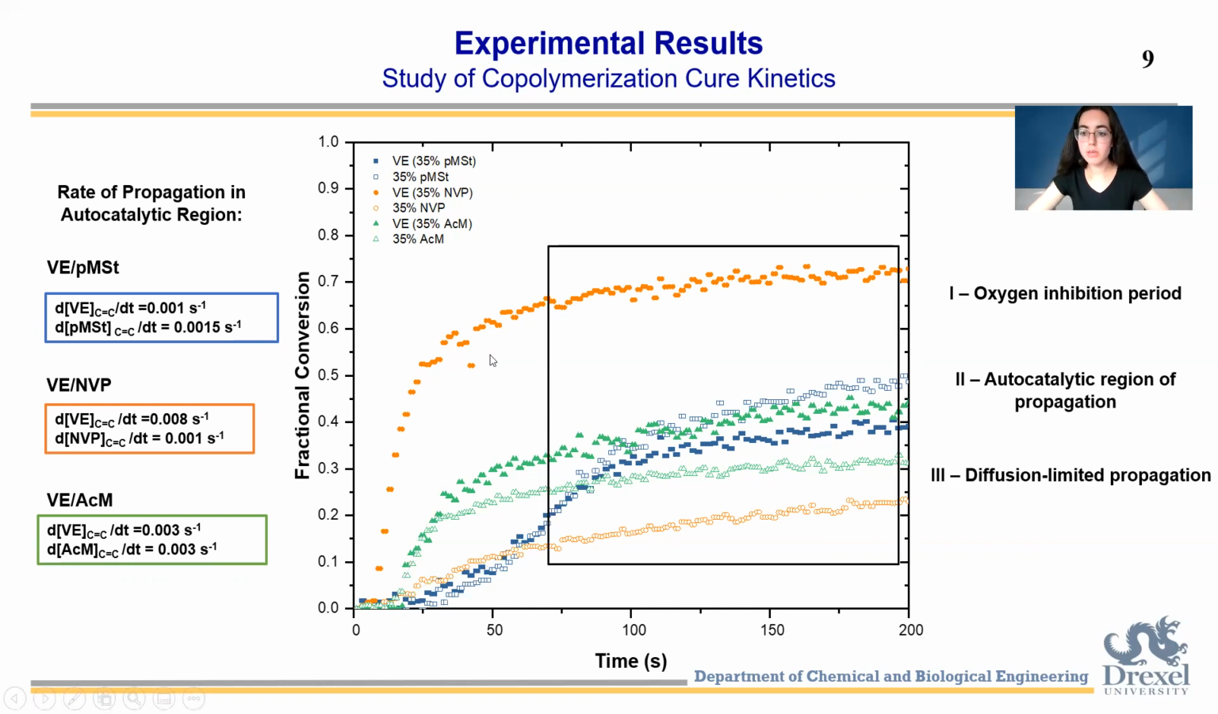And then finally, we have diffusion limited propagation. So after a sufficient amount of the network is formed, the viscosity of the system increases, making it harder for components to move around and react. And this is why a lot of printed parts require post-curing to increase the final conversion past the diffusion limited region that we see here.